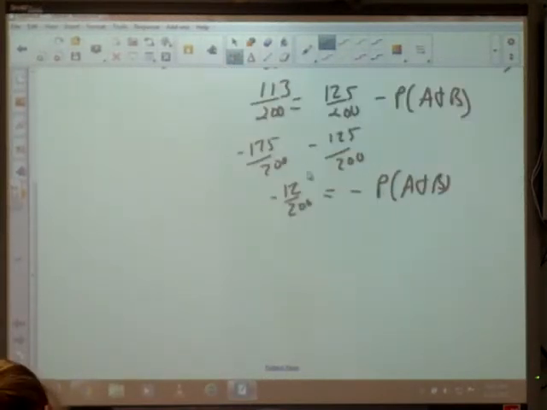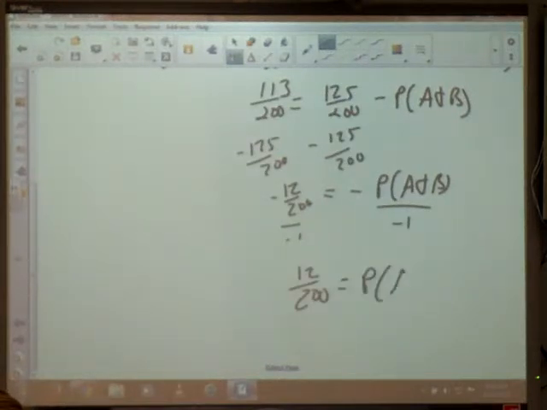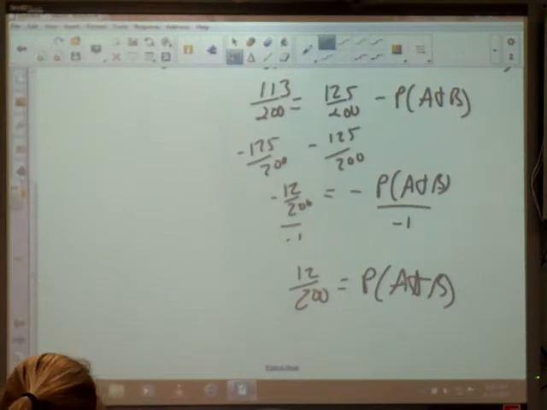Now this is like a negative X, and this is negative. So what would I do to solve for the positive? Divide by negative 1. So that's the same as just changing all the signs. So 12 over 200 is equal to the probability of A and B. That's what we were looking for. How many people were varsity athletes and on the honor roll? Normally we reduce fractions, and we'll probably have to reduce this one, but in context of the problem, that's the best answer.